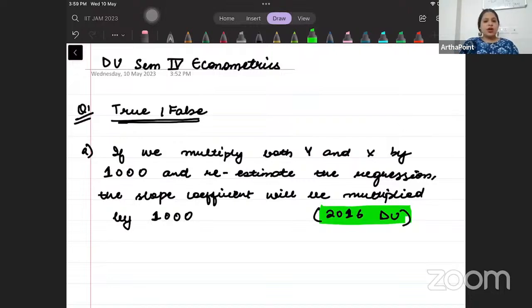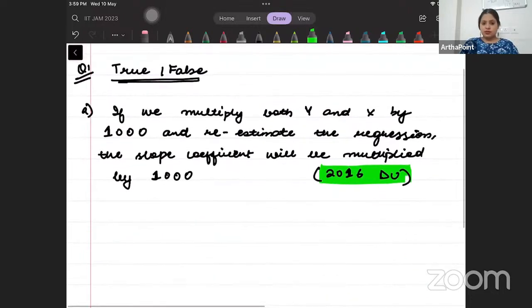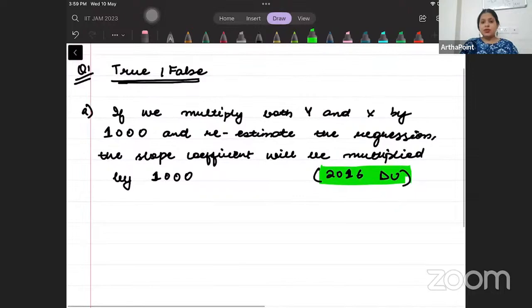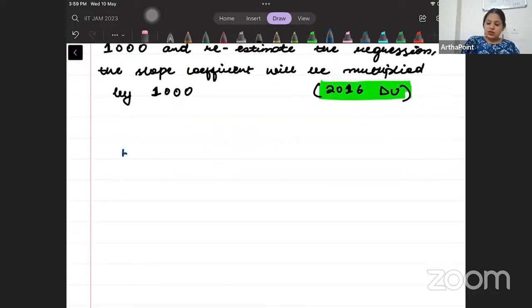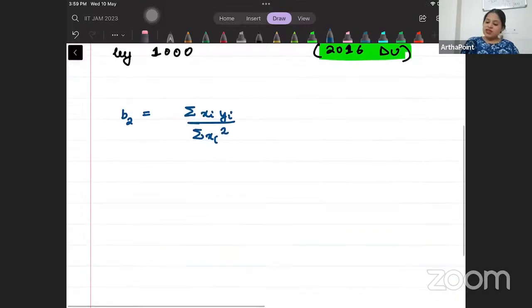It says, if we multiply both x and y by 1000 and re-estimate the regression, the slope coefficient will be multiplied by 1000. Okay, let's have a look at this. What is the slope coefficient beta 2? Either you can write beta 2 hat or you can write b2. It is summation xi yi upon summation xi square, where xi is x minus x bar and yi is y minus y bar.